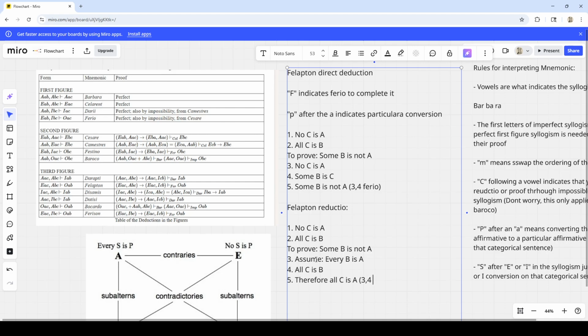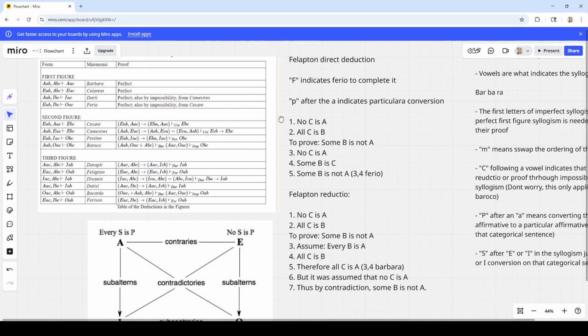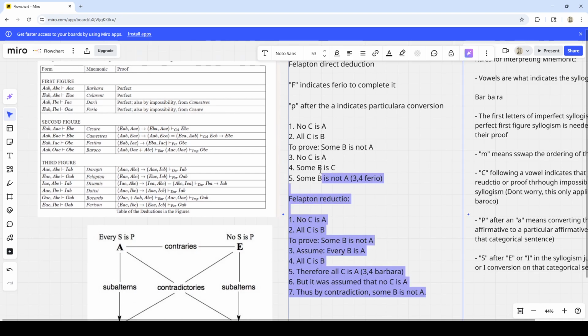This is Barbara, by the way, because Barbara goes every B is A, every C is B, and therefore all C is A. But it was assumed that no C is A. Thus by contradiction, some B is not A. And that's how you would do a direct deduction for Philopton, and then a reductio for Philopton.